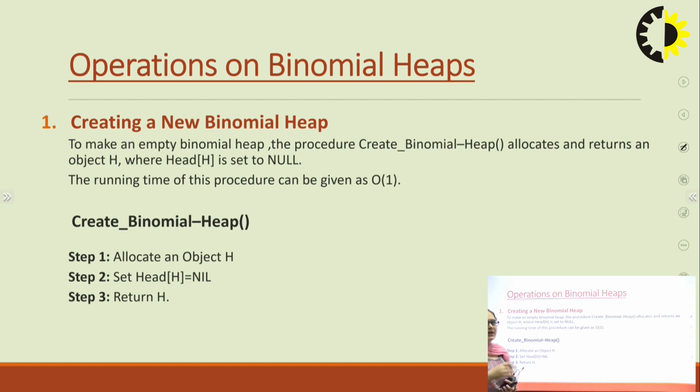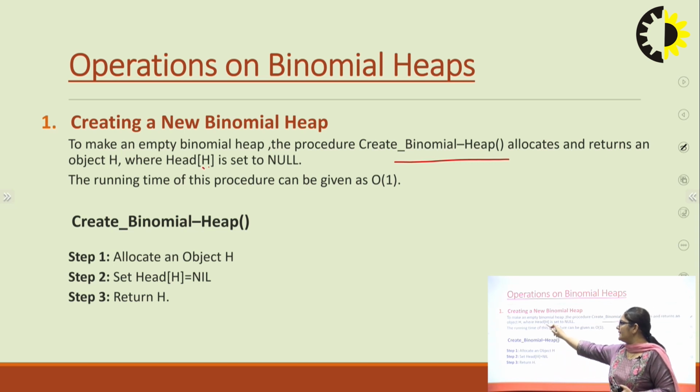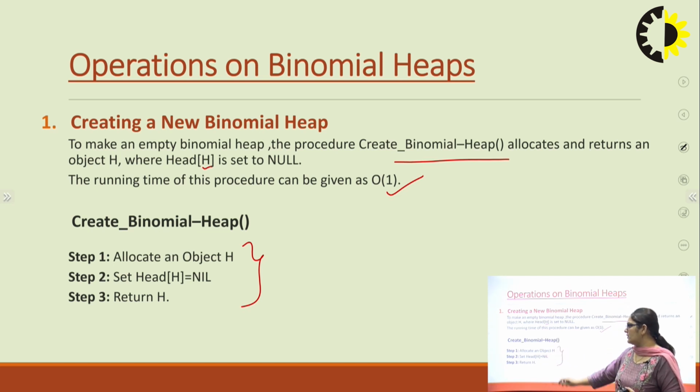Now next come the operations of a binomial heap. The first operation that we can perform on a binomial heap is creating a new empty binomial heap. To create an empty binomial heap, we use the procedure create binomial heap, which allocates and returns the object H, where the head of H, the binomial heap, is set to null, and this procedure takes constant time, that is big O of 1. These are the steps we execute to create an empty binomial heap: first we allocate an object H, then set the head pointer to null, and at the end we return that object H.